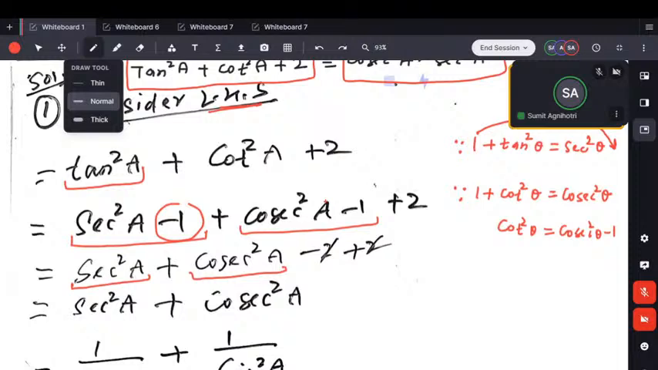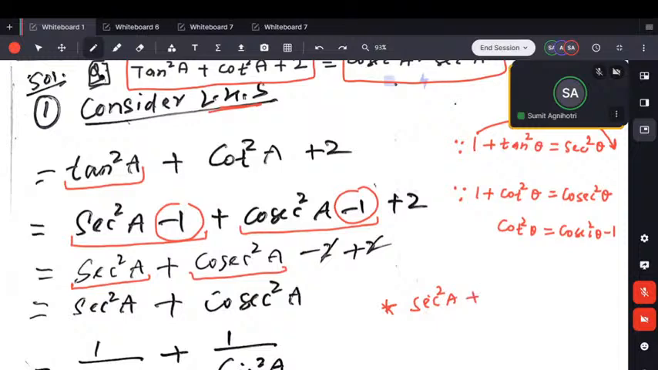Now the question becomes: prove sec square A plus cosec square A equals sec square A times cosec square A. Even such a question may be asked for 2 marks, that prove sec square A plus cosec square A equals sec square A times cosec square A. Let's prove it now.